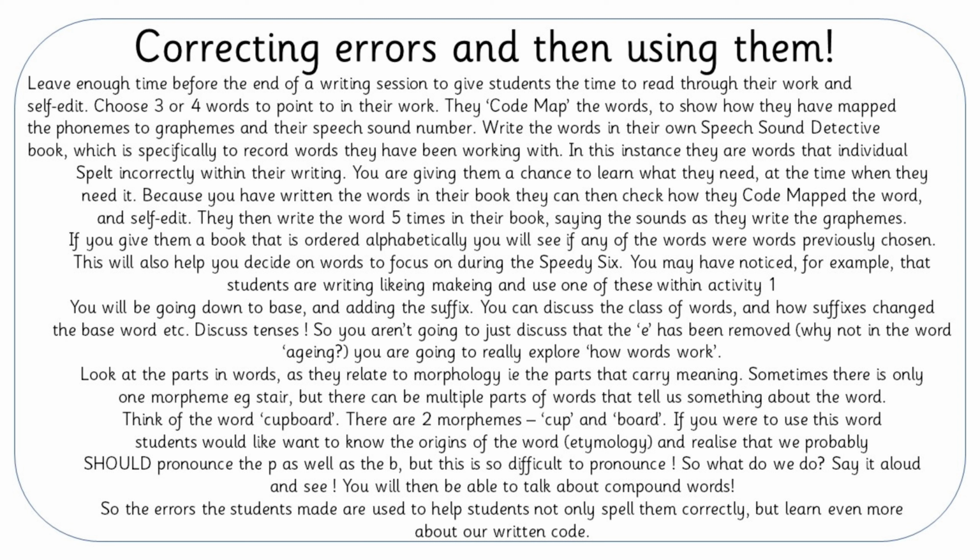One of the best ways to help children with their spelling is to give them enough time towards the end of a writing session to actually go over their errors. So rather than teaching the whole class the same words at the same time, you're actually going to use their writing activities to isolate words that they have struggled with in that particular session. Just choose 3 or 4, point to them, ask the children to code map them as you're going around the classroom, and then those words are going to go in their spelling discoveries books. So you're giving them the opportunity to learn what they need at the time they need it.